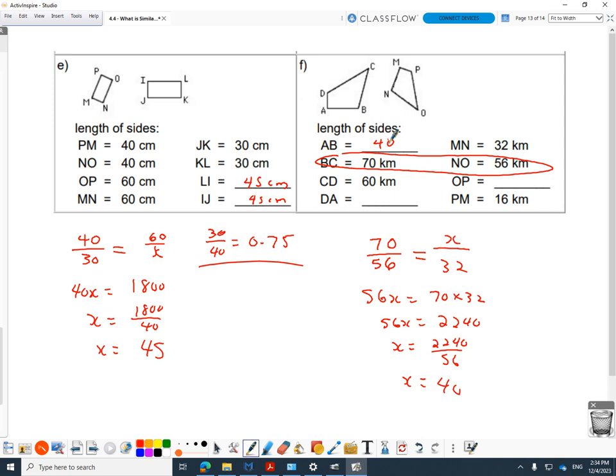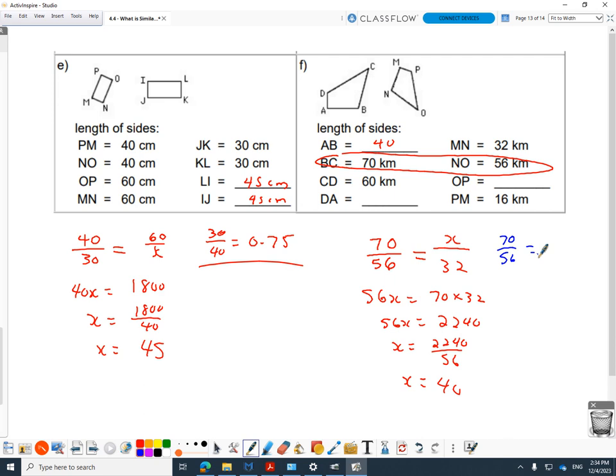Let's try another one. I'll switch colors. 70 over 56. That's the part I knew. Does the 60 go in the top or in the bottom? I already know the multiplier. Oh yeah, what's the multiplier? 1.25. Good for you. How did you get it? My best friend, the calculator. What's 70 divided by 56? It's 1.25. So you could get the multiplier as well.